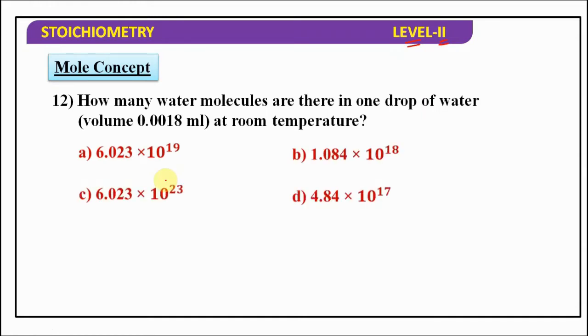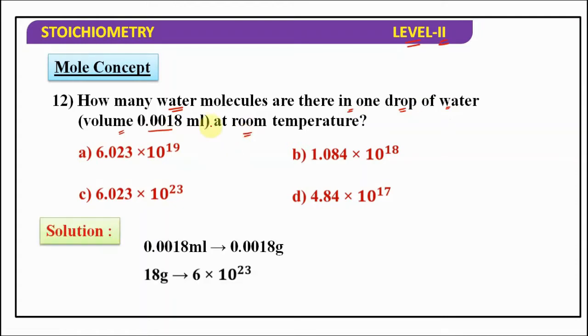The question is given. If you know the answer, you can post it in the live chat also. How many water molecules are there in one drop of water? The volume of one drop of water is 0.0018 ml at room temperature. Understood? Now, 0.0018 ml is nothing but 0.0018 gram. Why? Because the density of water can be taken as 1 gram per 1 ml. So 1 ml is equal to 1 gram, and 0.0018 ml will be equal to 0.0018 gram.